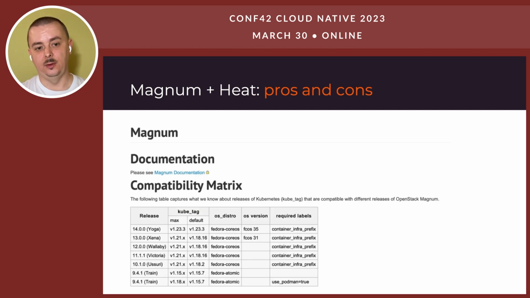And one more thing. Here's the compatibility matrix. On the left column, you can see the OpenStack version, and on the second column you can see the supported Kubernetes version. So if you are using Yoga, which is just 1 year old, the highest Kubernetes version for you is 1.23.